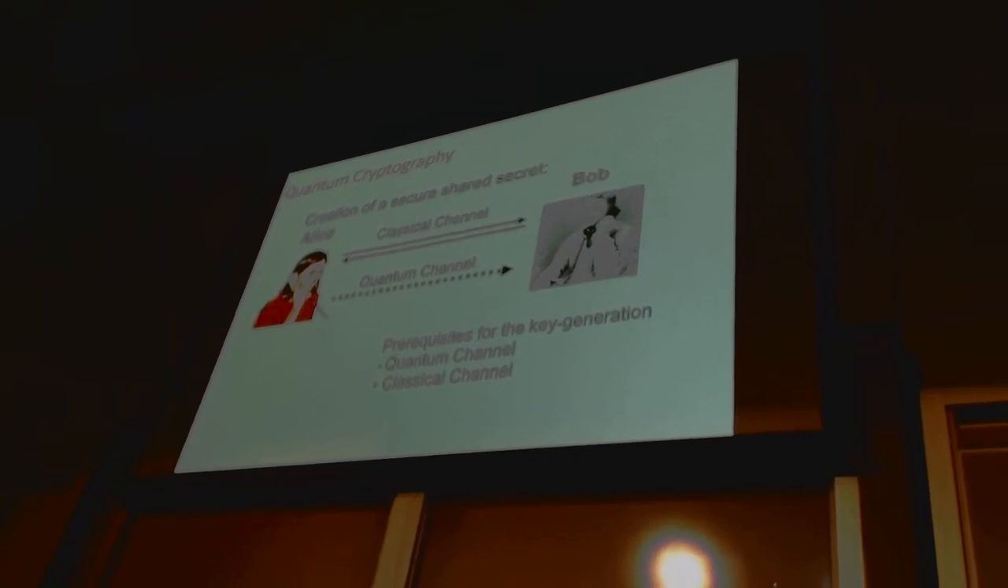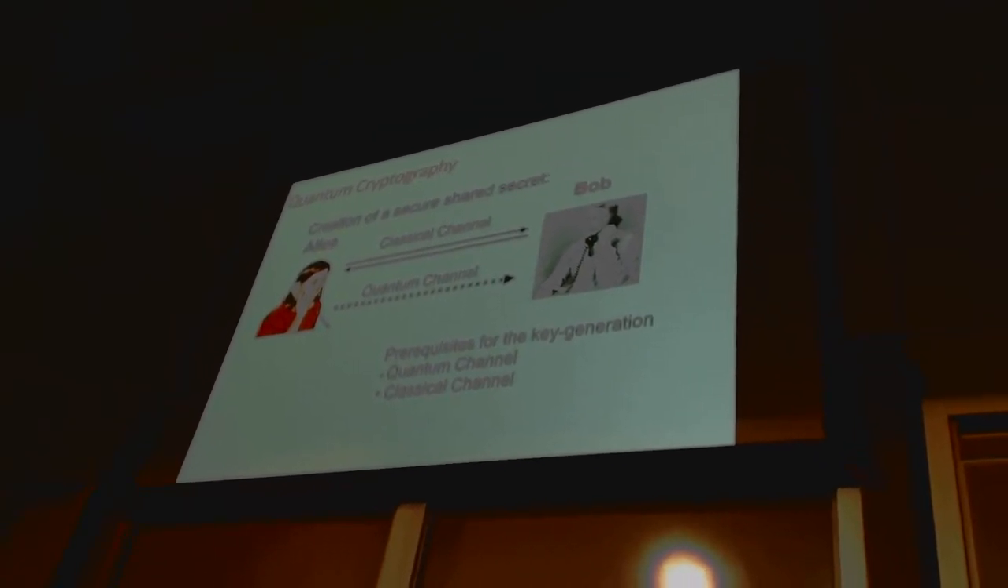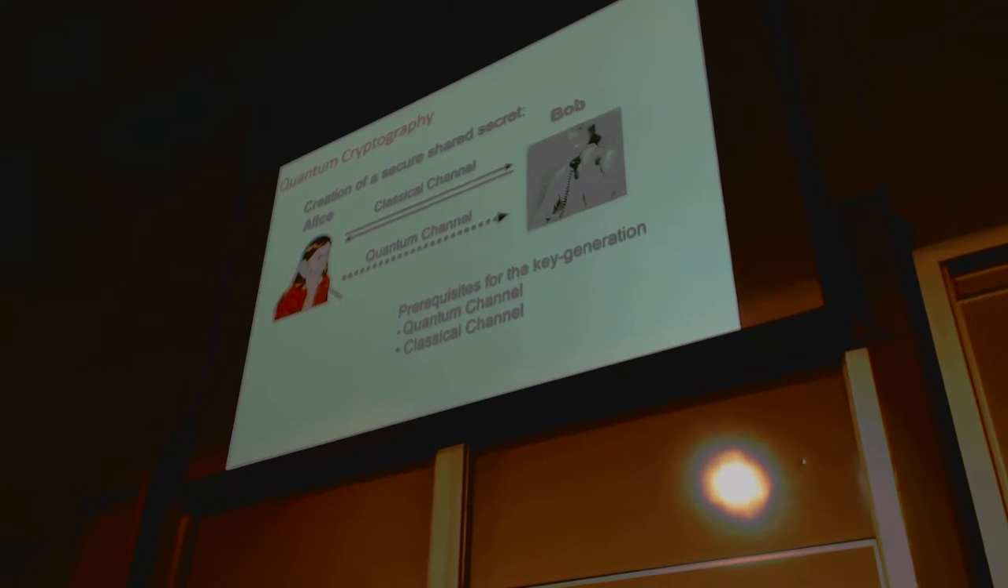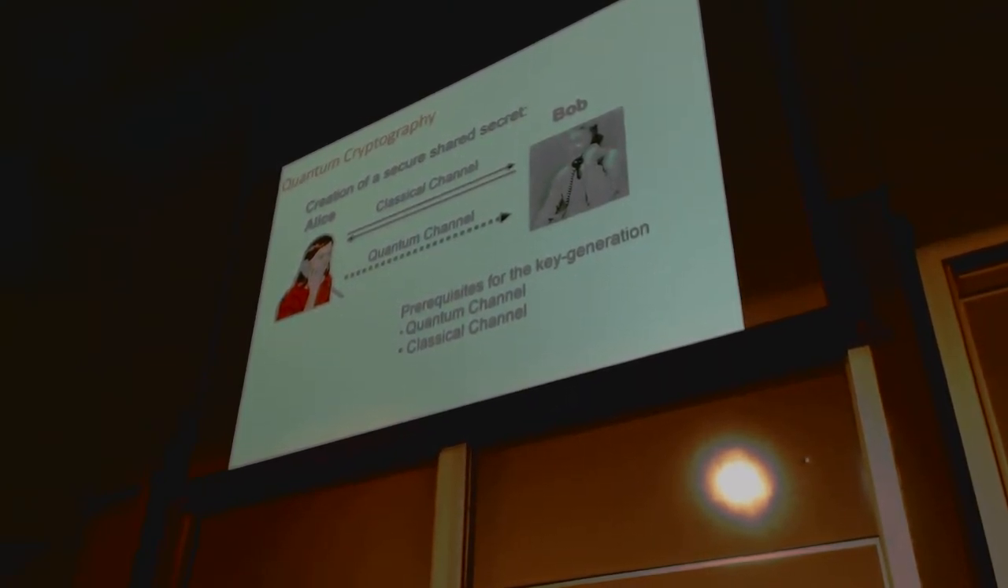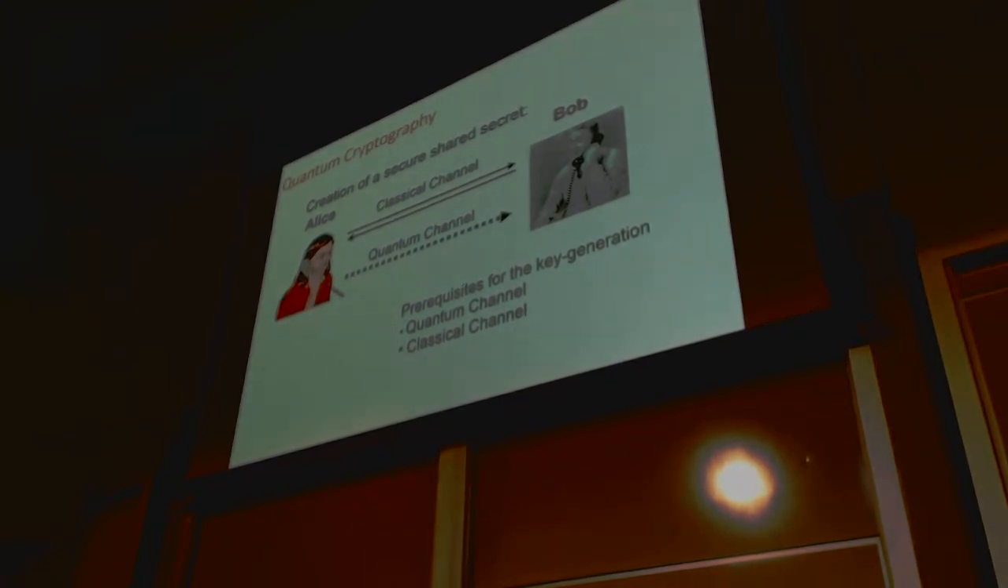Now, to the possible applications. One is quantum cryptography, where you have Alice and Bob, who are connected with a quantum channel, which establishes a key, which allows you to encrypt the information. Alice and Bob can then talk over the classical channel, like ancient phones or whatever, in a secure way by using the key established across the quantum channel.